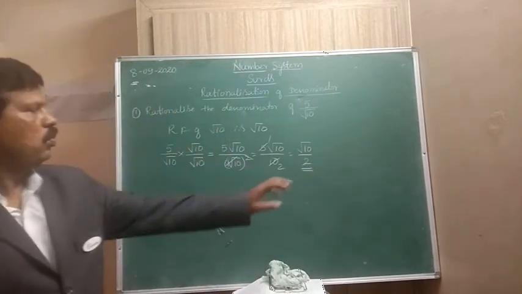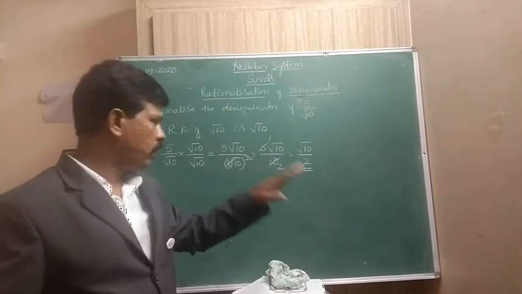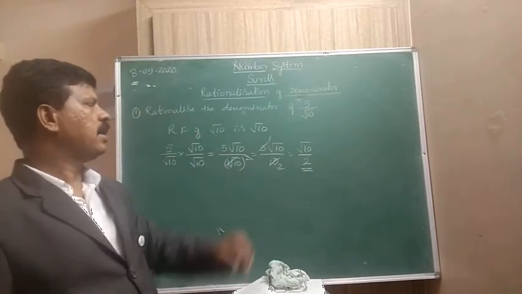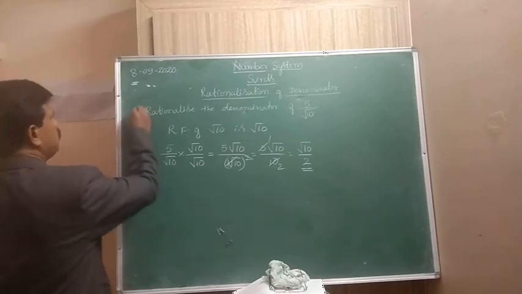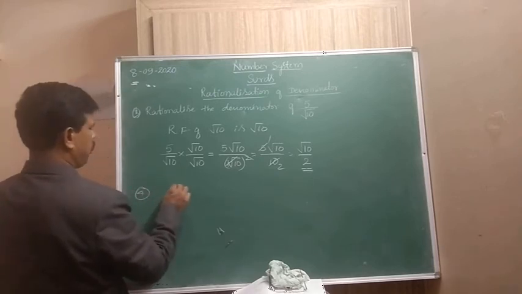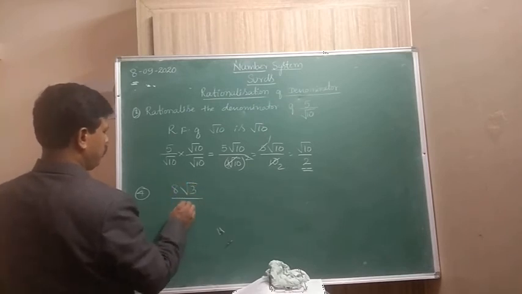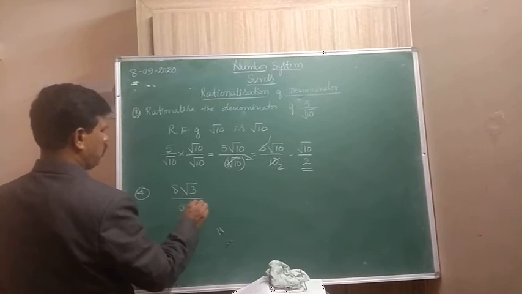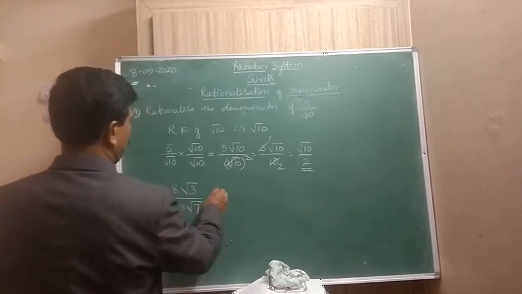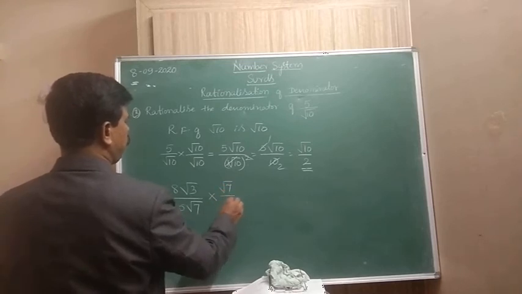And remember, don't divide this 10 by 2 because it is inside the square root symbol. If you want to cancel this, then here also you should get root 2. Okay, now this is a rationalization. Then this is the third question and this is the fourth question. Now write down 8 root 3 by 5 root 7. To rationalize the denominator, I should take only the RF of root 7, which is root 7.